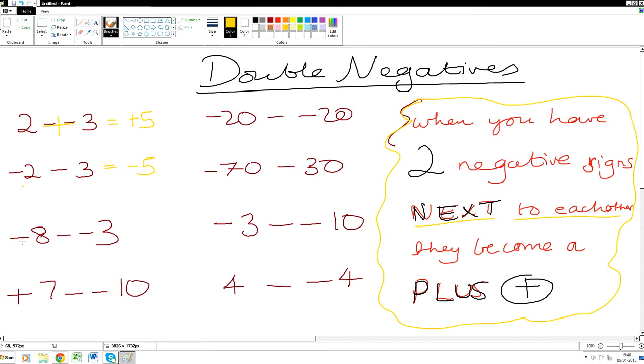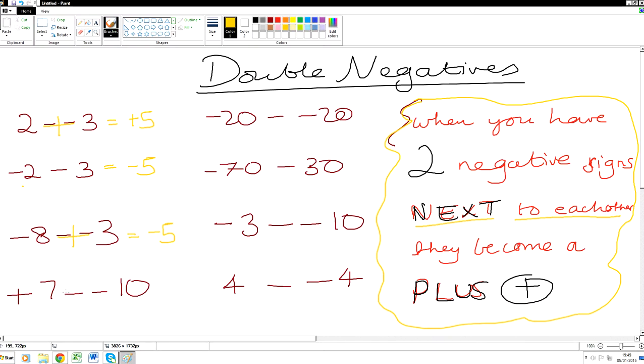So let's look at this one here. Now we have three minus signs: minus 8 minus minus 3. Which minuses are next to each other? This one and that one. So these two become a plus. That one stays as it is. So minus 8 plus 3. Minus 8 plus 3 will give us? Minus 5. Well done. I owe 8 and I have 3.